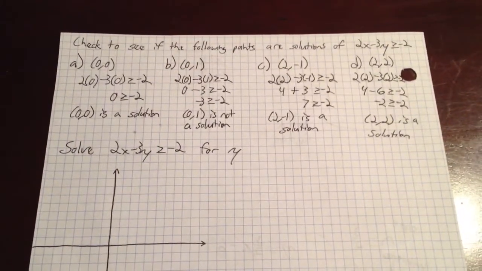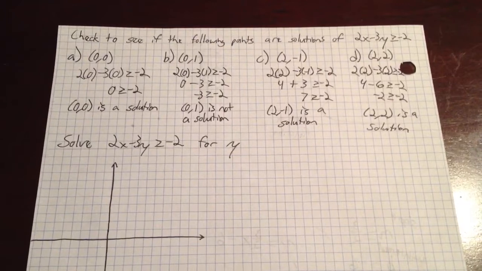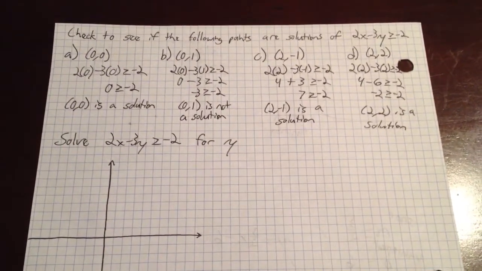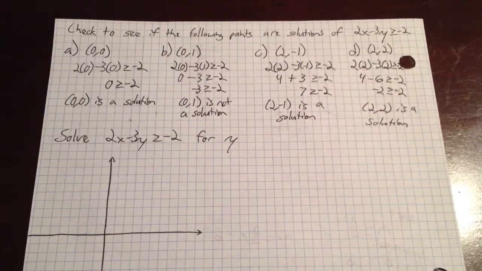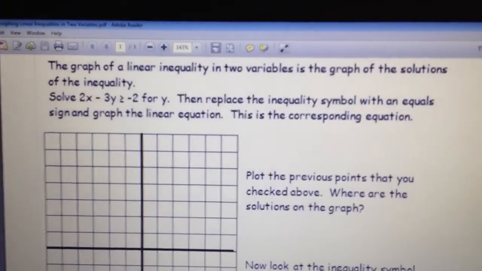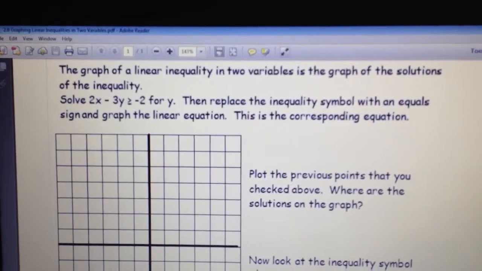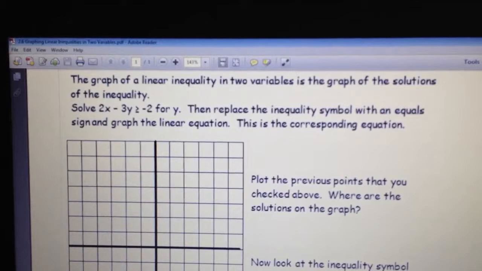Alright, so we just spent some time going through and checking solutions of an inequality to see if they work. What we're going to talk about now in this video is how to find all of the solutions of a linear inequality. Just like a linear equation, the graph of a linear inequality in two variables is the graph of the solutions of the inequality.